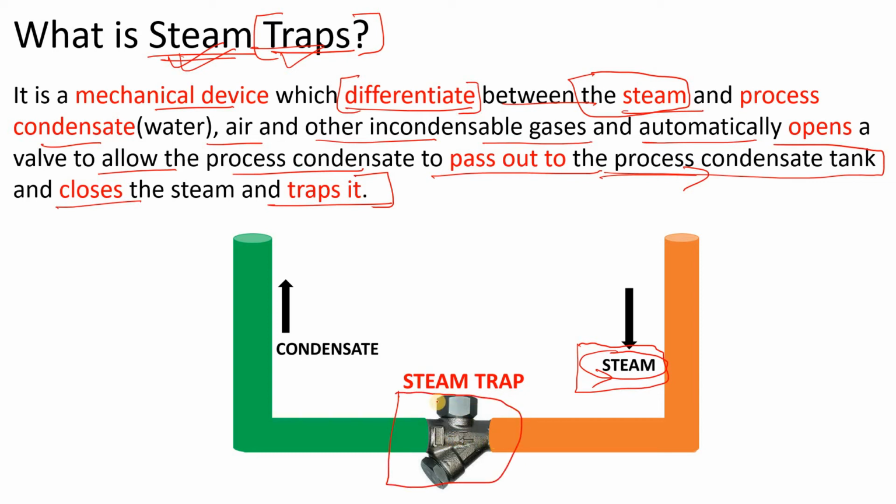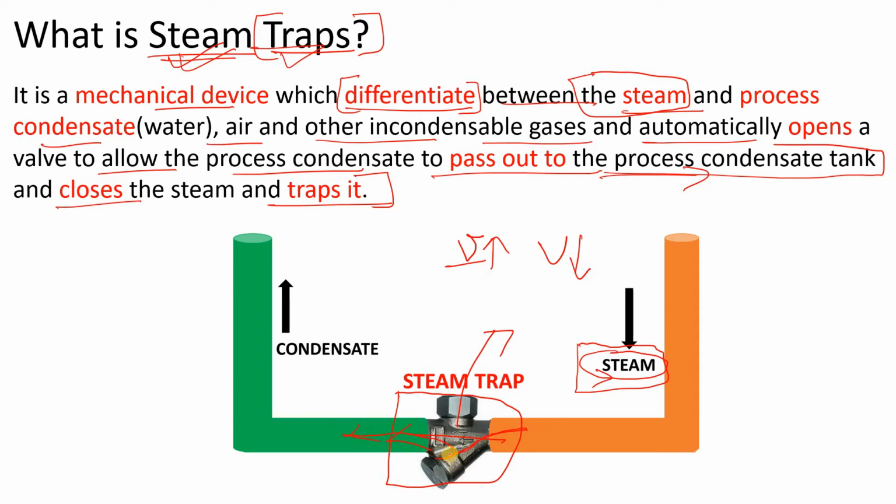Here you can see this is my steam trap, which is a thermodynamic type. What does this mean? I'll tell you. This steam trap works on the basis of velocity. If the velocity is high, this steam trap will be closed, meaning the steam will not go through here, and the process condensate will not go here either. When the velocity is low, the process condensate will go from here to here.